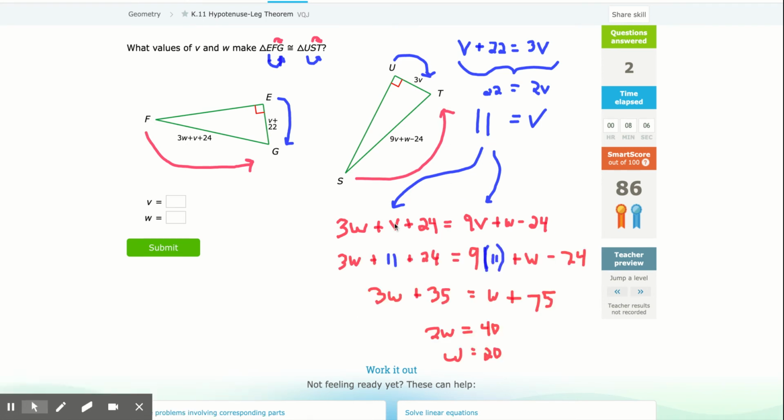So I've stuck the 11 in for V, given these expressions. I put the 11 in blue. Then I simplified. 11 plus 24 is 35. 9 times 11 is 99. Minus the 24 is 75. Minus the W to the left, that's 2W. Minus the 35 to the right, that's 40. Divide by 2, and I find out W is 20. So again, I found my V value was 11, and my W value was 20. But just realize I had to solve the simpler equation first, so I had the value of V to solve the more complex equation. But again, not too difficult.